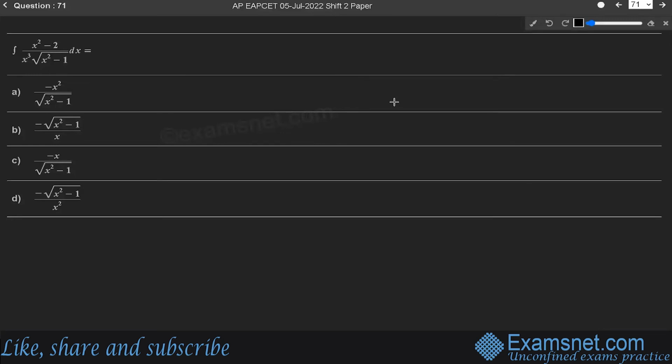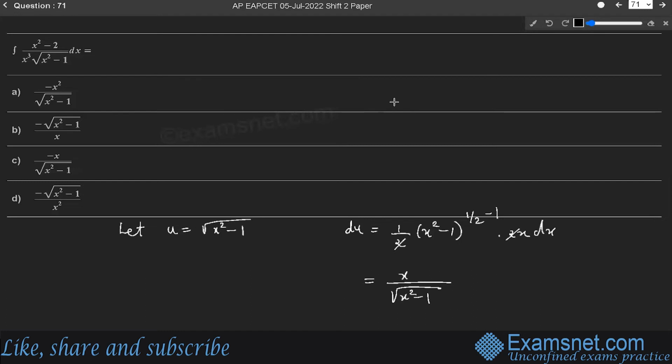Next question is, integral of x square minus 2 divided by x cube into under root of x square minus 1 dx is equal to. In this question, let u is equal to under root of x square minus 1. Therefore, du will be equal to 1 upon 2 into x square minus 1 power 1 by 2 minus 1 into 2x dx. This 2 and 2 will be cancelled. So it will be equal to x upon under root of x square minus 1.